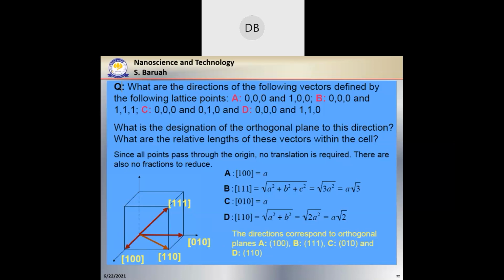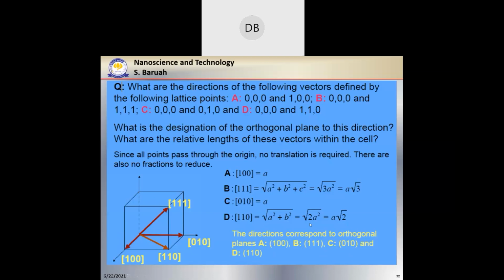Similarly, for B, all right, it will be 1, 1, 1. Okay, the plane through which this one will be perpendicular, we could think about this. This will be perpendicular to this plane, right? It will be perpendicular to the 1, 1, 1 plane, and that's why B is designated as 1, 1, 1. Similarly, C as 0, 1, 0, and D as 1, 1, 0. Okay, that's how we designate.